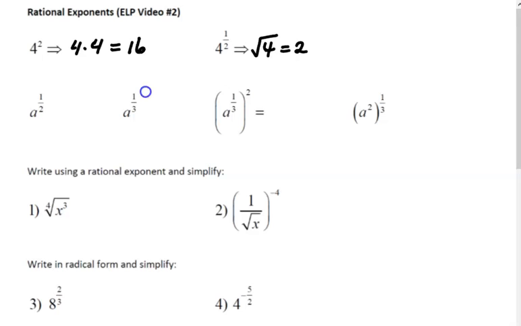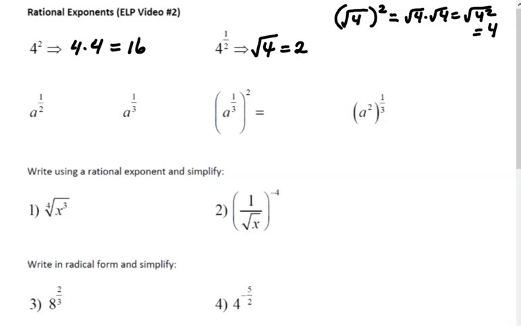In this case, it's 16. 4 times 4 is 16. Here we say the square root of 4 is 2 because 2 times 2 is 4. Now, we know that if we take the square root of something and square it, we get what's inside, because this is the square root of 4 times the square root of 4, which is the square root of 4 squared, which is just 4.